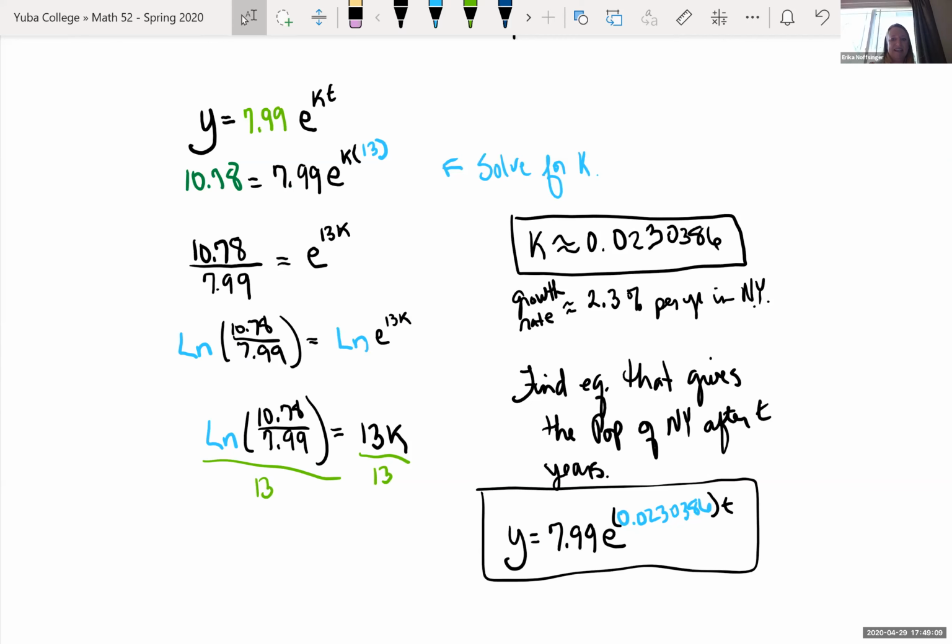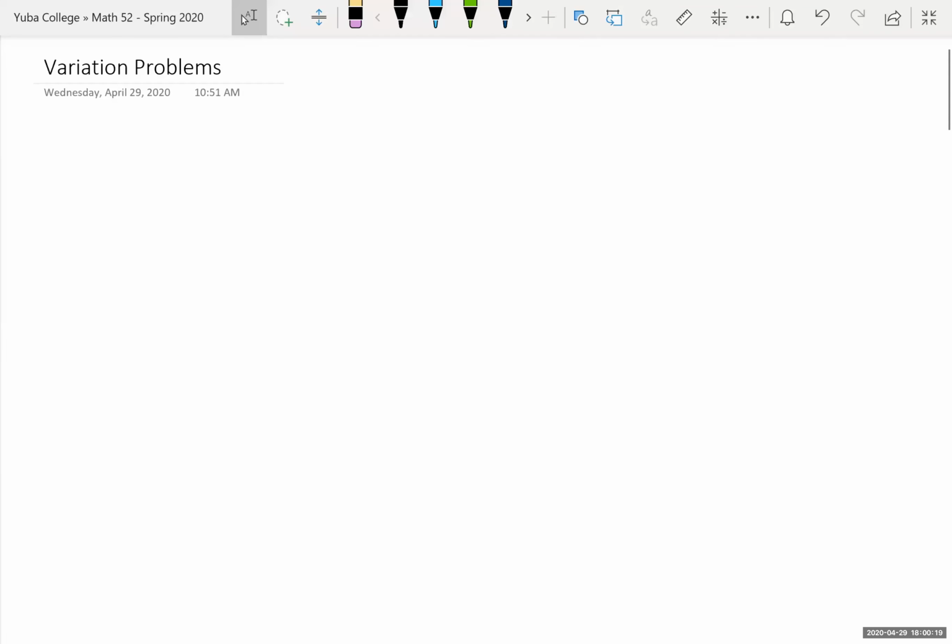Okay, so that is applications on exponential growth and logarithms. We're basically using logarithms sometimes to help us solve for a variable that's in the exponent. So now we're going to look at some variation problems. And so setting these up, you just want to follow kind of the directions.